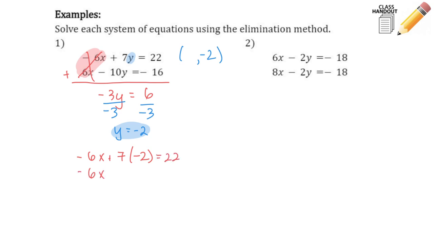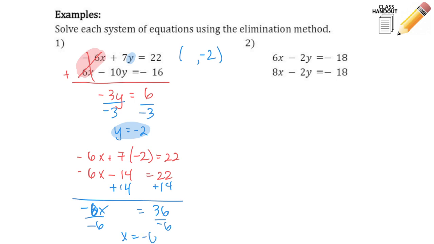So it's going to be negative 6x minus 14 equals 22. Now we're going to add 14. So it's negative 6x equals 36. It's negative 6x, not negative 36. Hold on. So negative 6x equals 36, and then divide both sides by negative 6. So that means x equals negative 6. So my solution is going to be negative 6 comma 2.